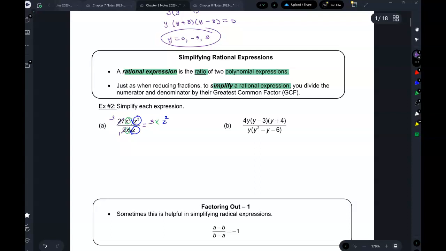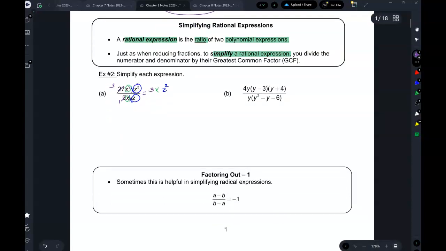Okay, now, in this case, I have a 4, a y. Y minus 3 is an entity of its own, and y plus 4 is an entity of its own. So the y plus 4 can only reduce with another identical y plus 4, right? Nothing else. Okay, so I look at this. The numerator, there isn't much I can do there, but the denominator needs to be factored, right? So I go ahead and factor this denominator. I get y minus 3, y plus 2.